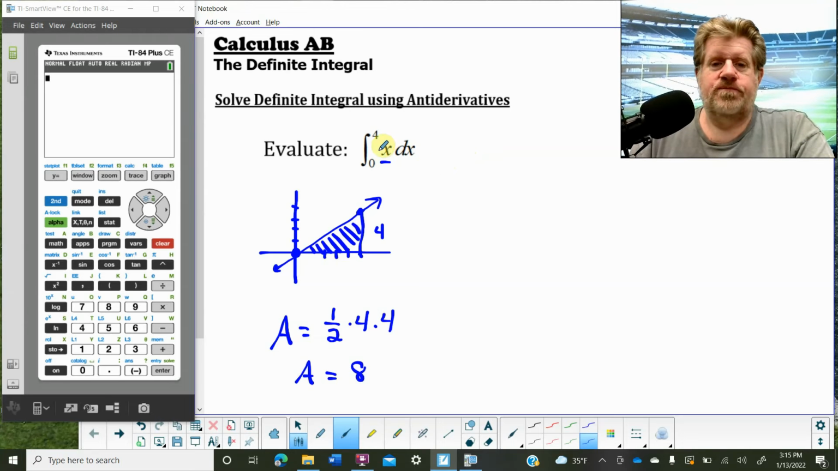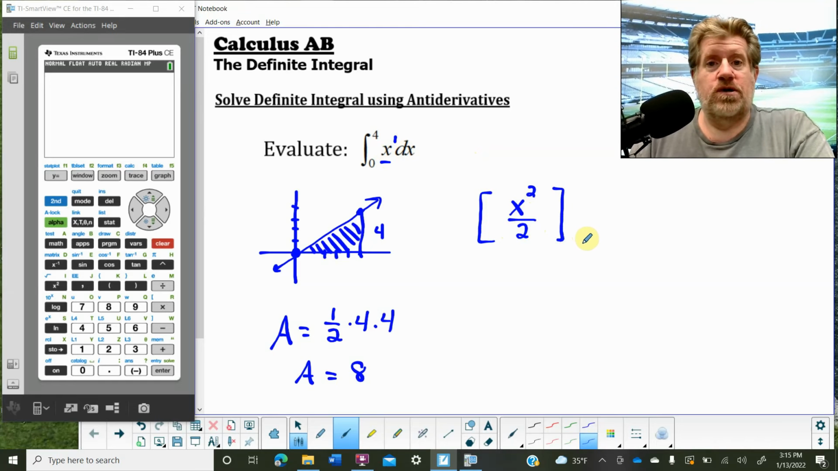And here we go. All right, my function is x. What I want to do is take the antiderivative. So remember, that's x to the power of 1. So I raise it by 1, and then I divide it by that power. So 1 raised by 1 becomes 2. We divide by 2. That's the antiderivative. Now, last week we put a plus c on it, and we called it a day. Not today.